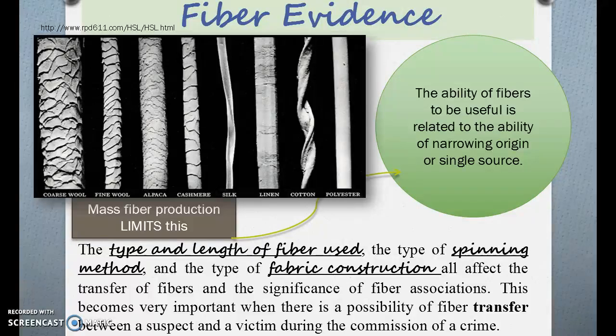So, some of the things that will make fiber evidence unique would be the type and length of the fibers that were used, the spinning method that is used to manufacture those synthetic sources of fiber, and the type of fabric construction. All of these will affect the ability for those fibers to be transferred easily, as well as the significance of those fibers and their associations with the crime scene.